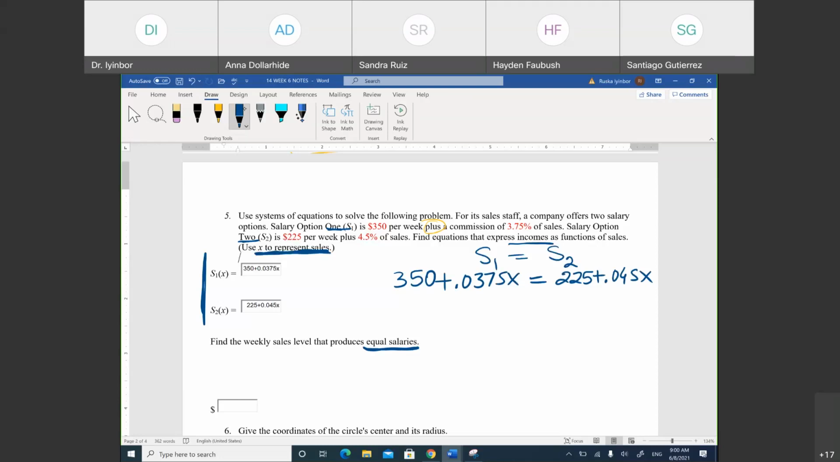Do you know how to solve this? Move the x's to one side, move the numbers to the other side, right? So I'm going to subtract 225 on both sides. And I'm going to subtract 0.0375x.